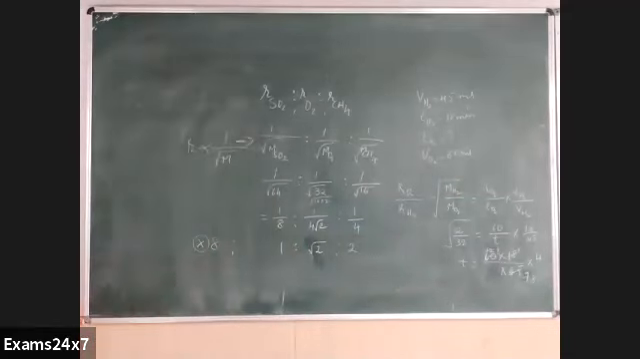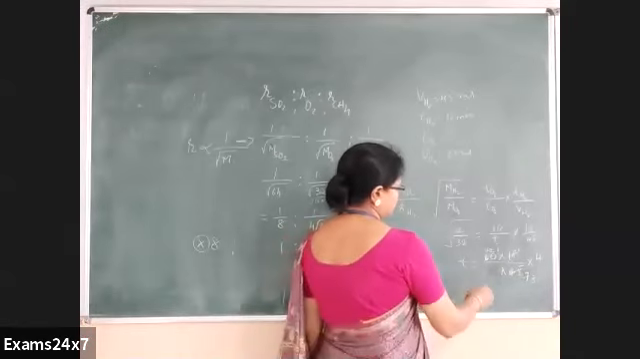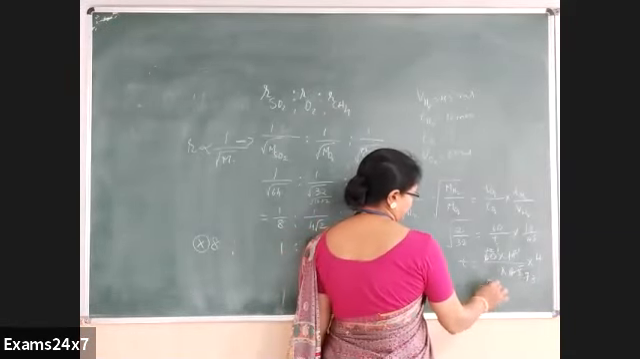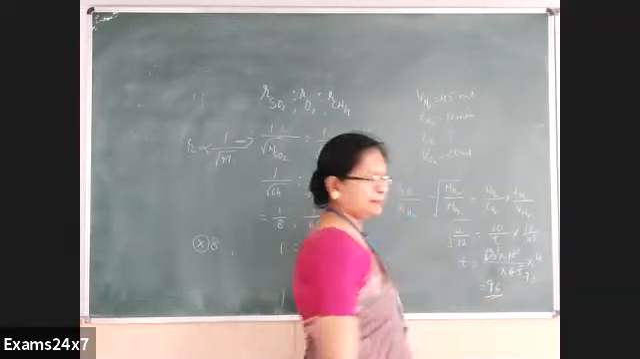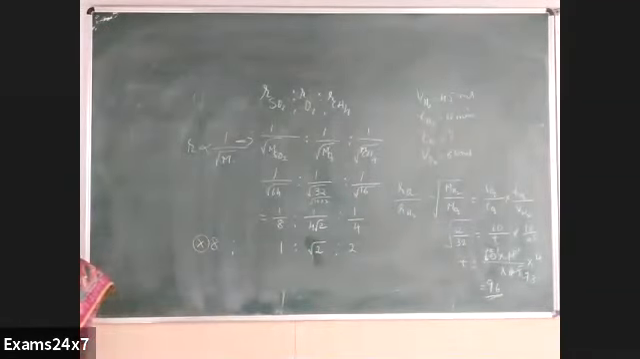Hmm? 96, right? You get 96. 16 into 6. Option C. Understood? That is the most common type of question.